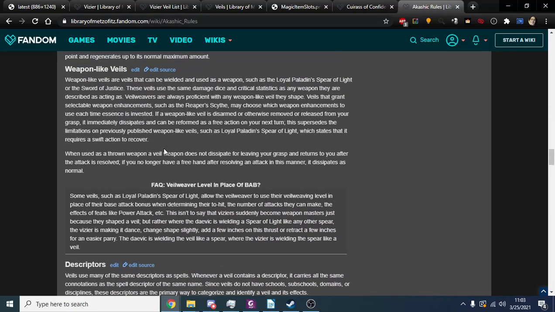There are things like weapon-like veils. Now these are different from enhanced weapon veils, because there are basically 2 schools that are making Akasha, and one really doesn't like weapon-like veils, the other does not like enhanced veils. So weapon-like veils are generally just veils that act as weapons. And they can be enhanced and enchanted, much like a normal weapon would, as you invest essence into them.